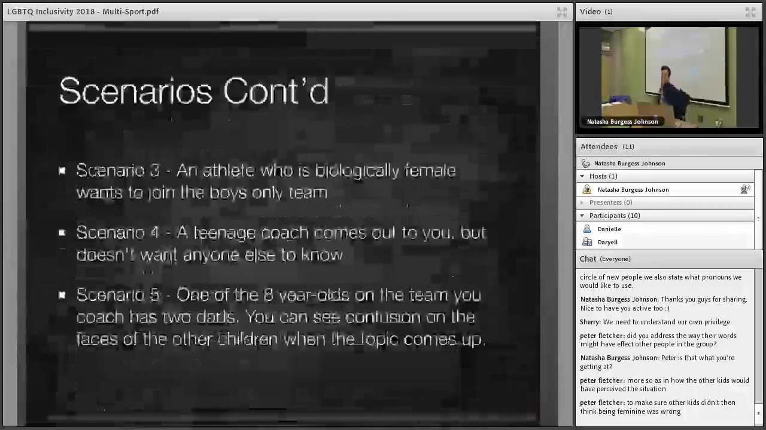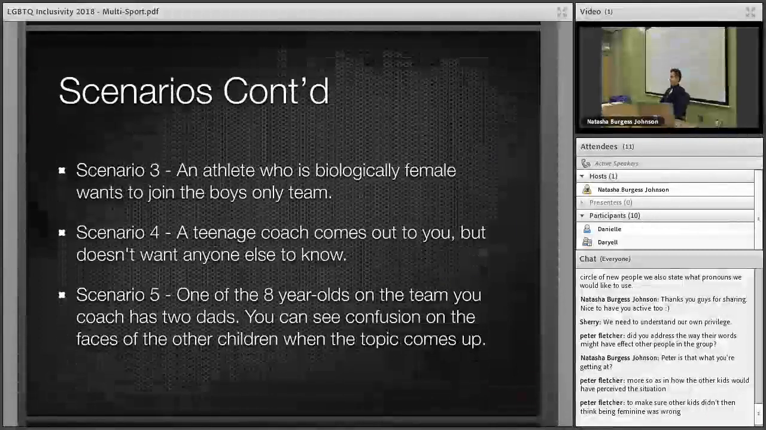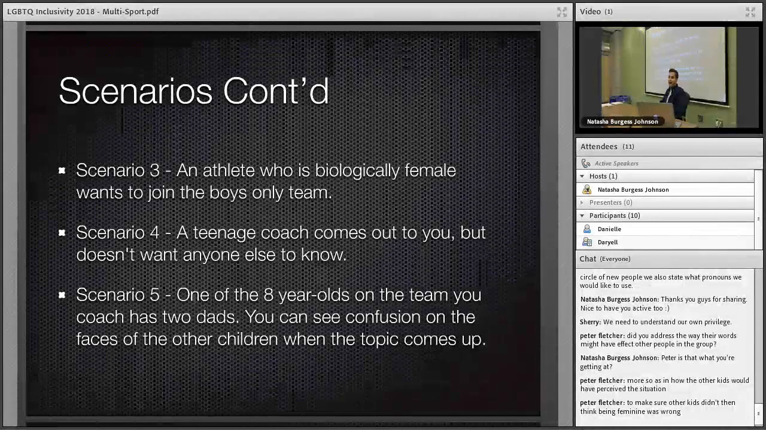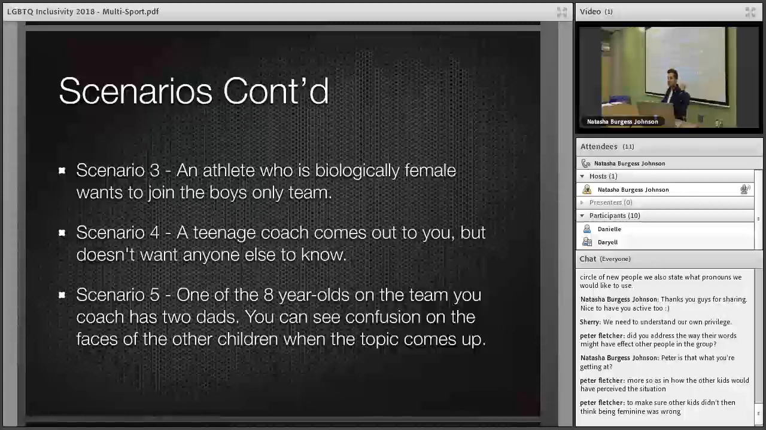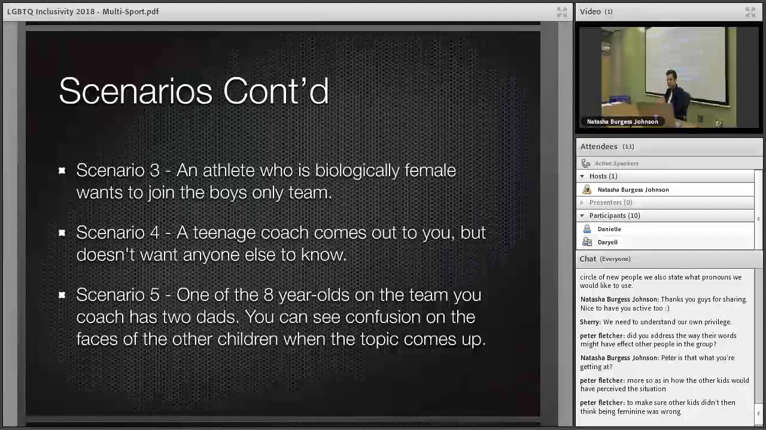So we have an athlete who's biologically female who wants to join a boys-only team. This is kind of a non-starter, honestly, anymore. It's the law, they get to. I don't know if we all realize that it actually is. It is the law. You can identify with whatever gender you identify with, and you can be identified as that gender, so you can go ahead with that. It's pretty recently that's been clarified, but that is how it is.